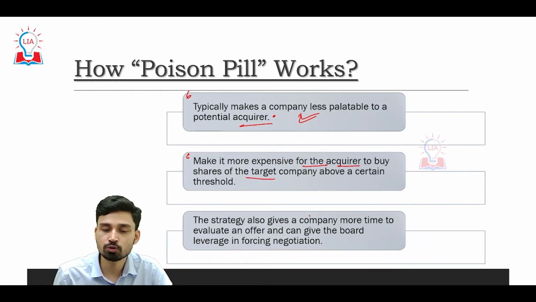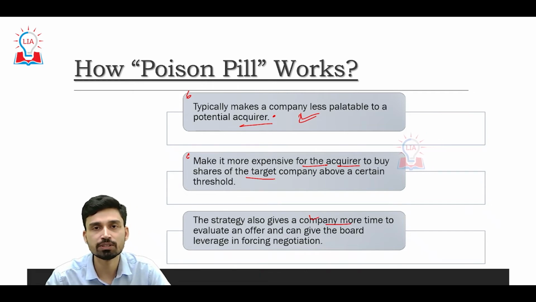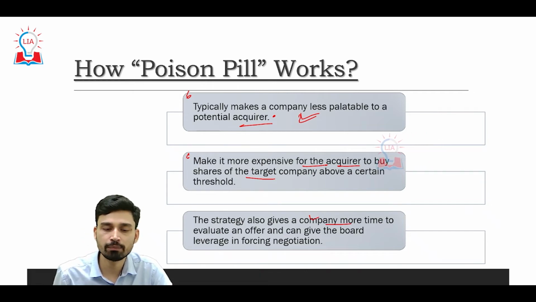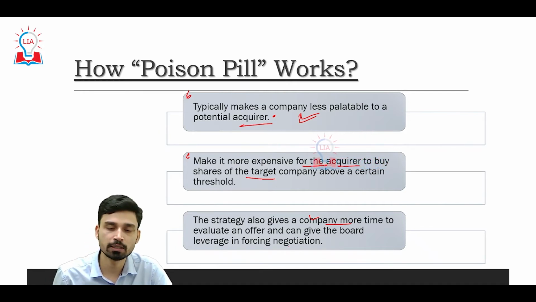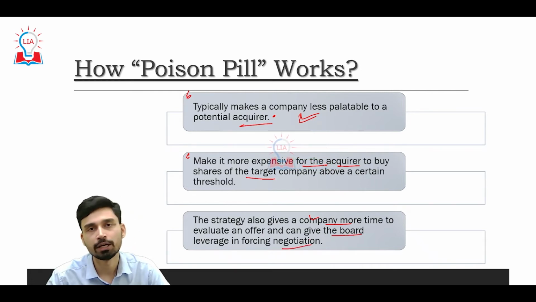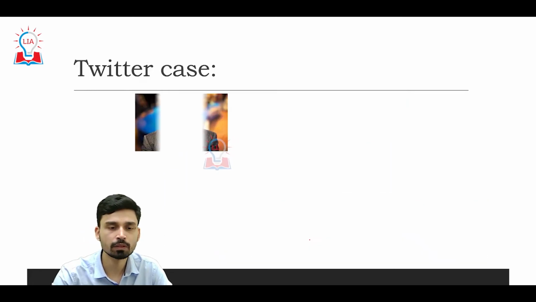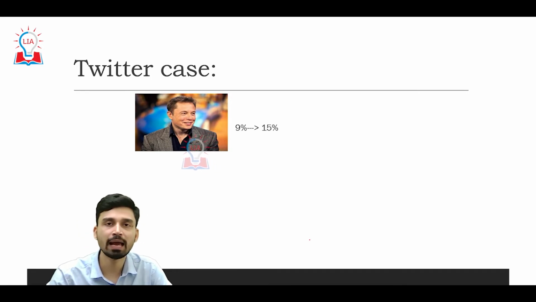That strategy also gives the company more time, because when the poison pill is in use, the company will have more time and can evaluate the offer given. They can give a counter offer, evaluate the offer given by the potential or hostile acquirer, and also give the board leverage in forcing a negotiation with a person or company who wants to have a hostile takeover of the company. So what will happen in the Twitter case?